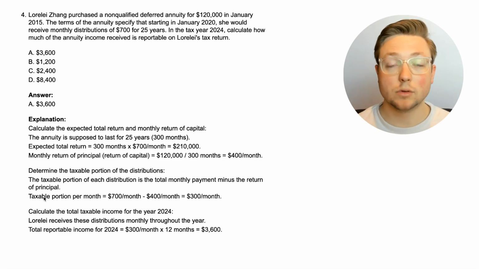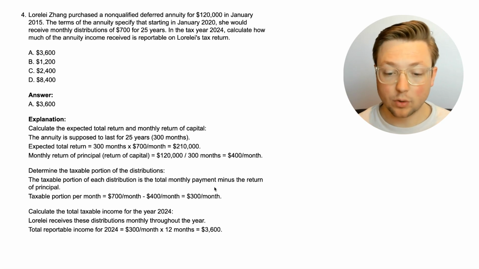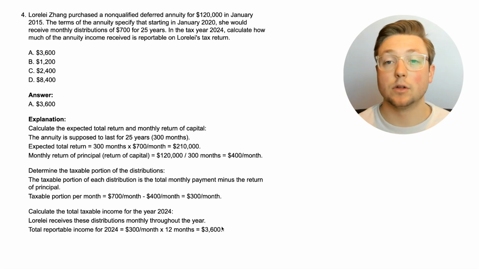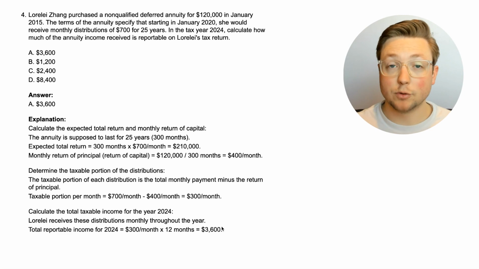So we take the total $700 a month that she's going to receive, subtract the $400, which is actually just a return of capital, and that gives you $300 a month that is actually income. So you multiply that by the 12 months that we're in 2024, giving you $3,600 of the annuity income that was received that is actually income that will be included in her gross income to be taxed. Okay, let's go ahead and go to the next question.